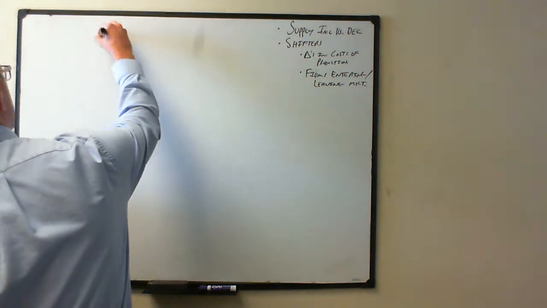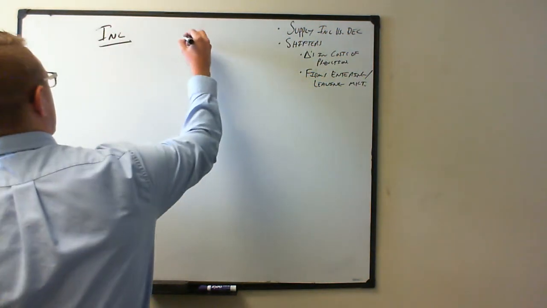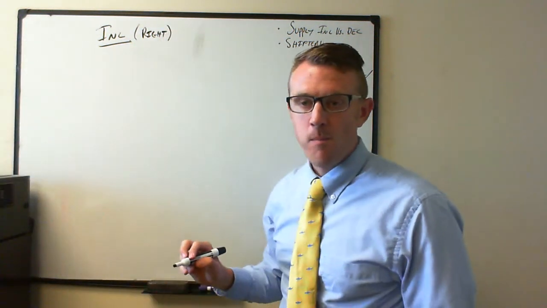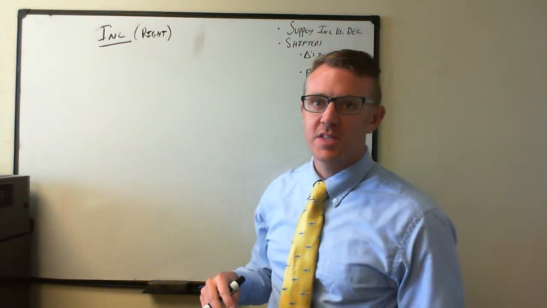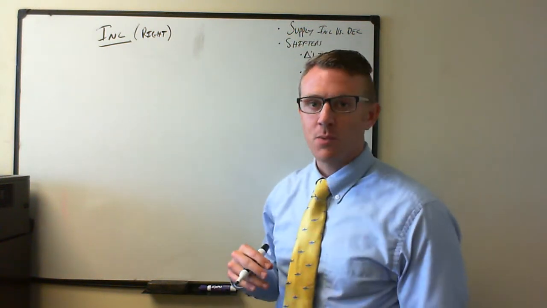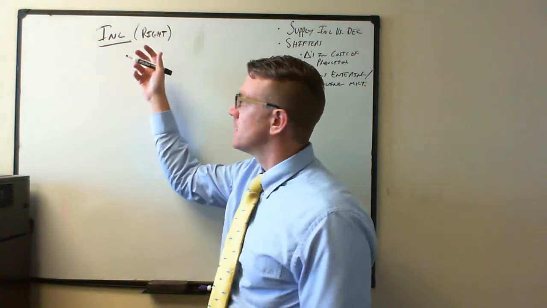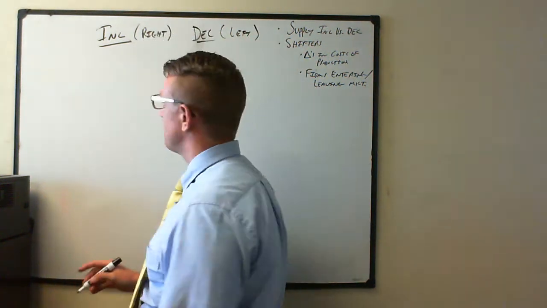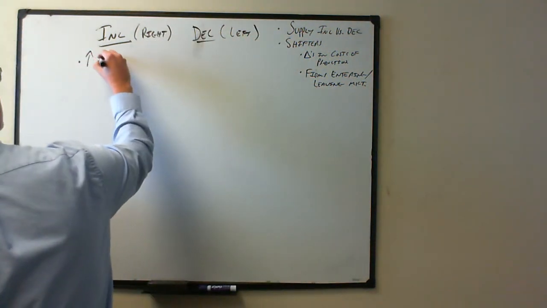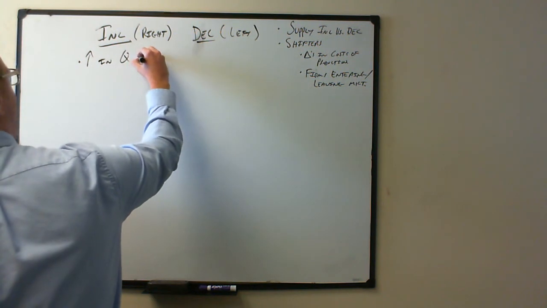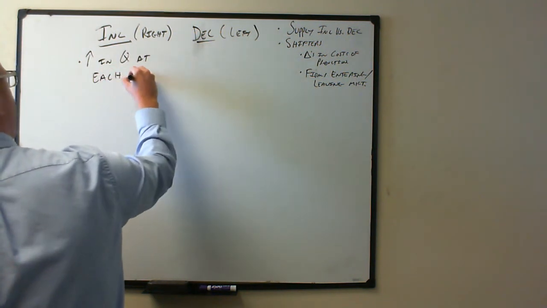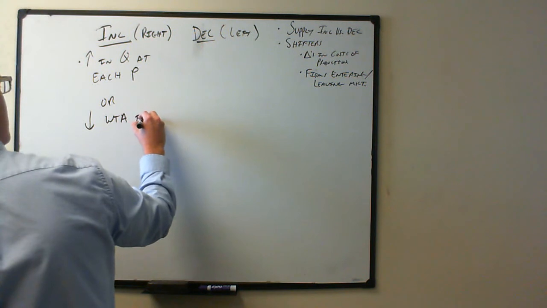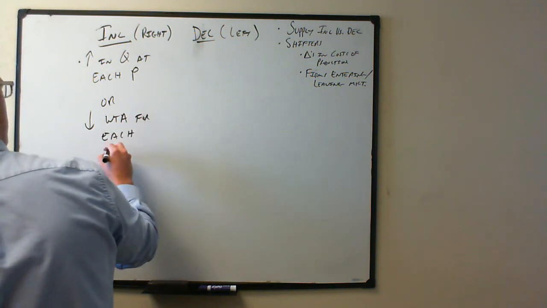So first of all, increase is going to be a rightward shift in the supply curve. So I don't want you to think about increase and decrease in the supply curve as being up and down. That's when you'll get it wrong, because an increase is actually a rightward shift and a decrease is a leftward shift. And so let's explain this. Increase is an increase in quantity at each price, or it's a decrease in their willingness to accept for each quantity.